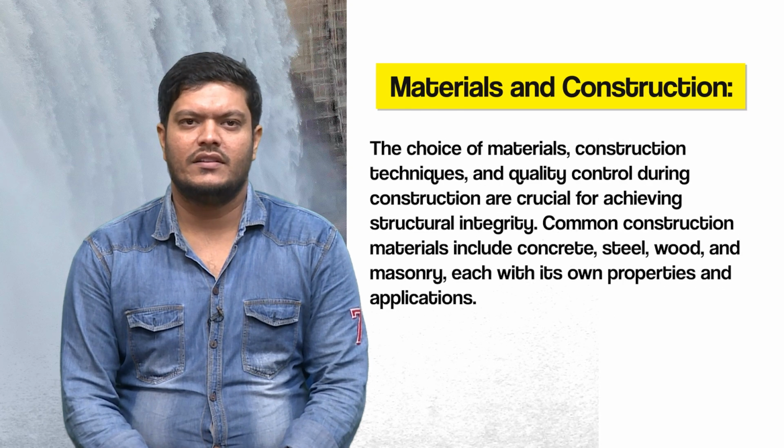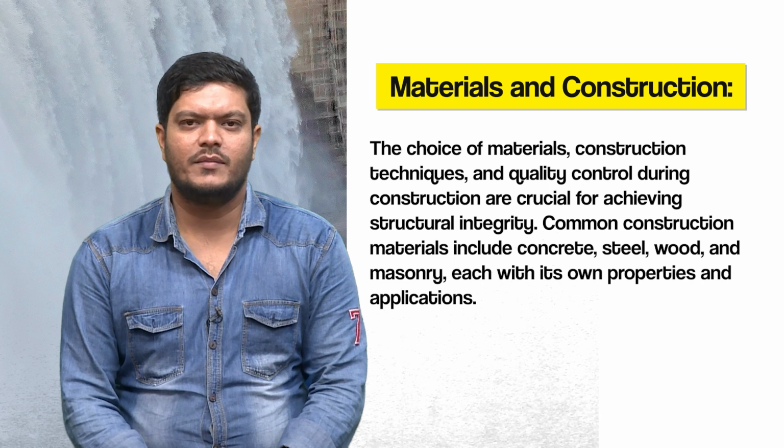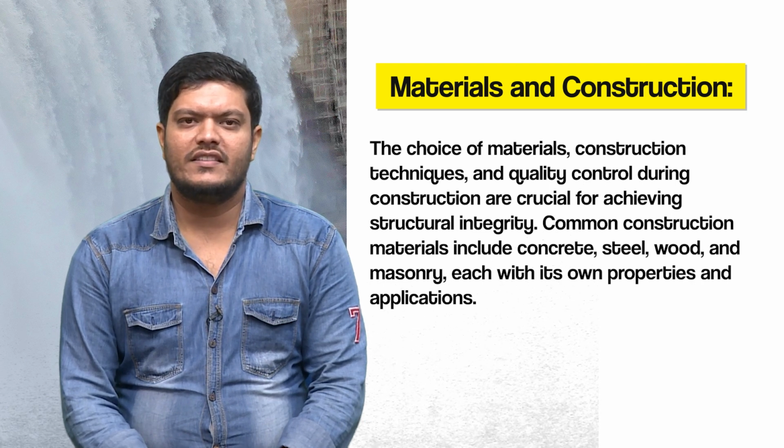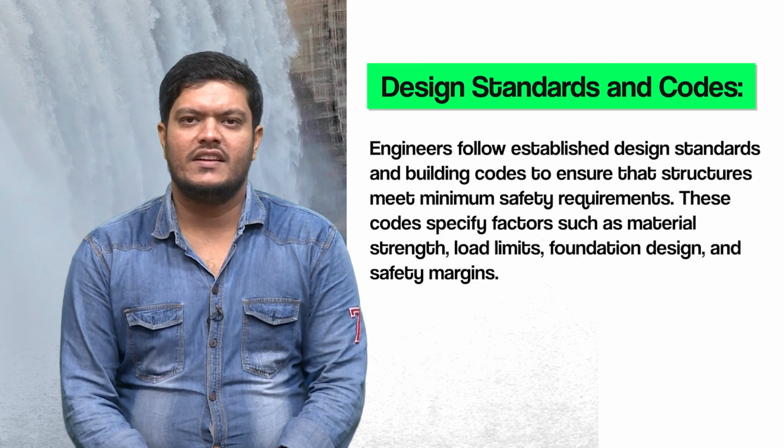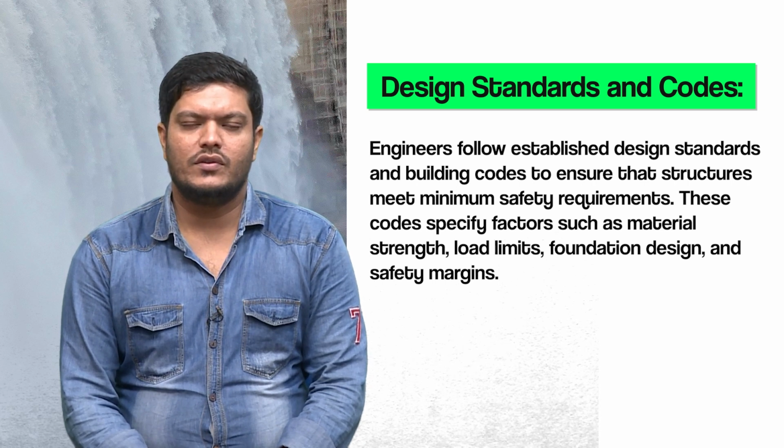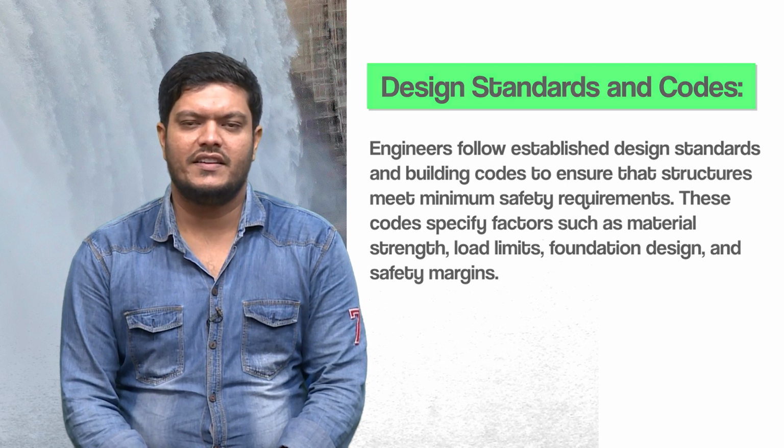Materials and construction. The choice of materials, construction techniques and quality control during construction are crucial for achieving structural integrity. Common construction materials include concrete, steel, wood, masonry, each with its own properties and applications. Design standards and codes. Engineers follow established design standards and building codes to ensure that structures meet minimum safety requirements. These codes specify factors such as material strength, load limits, foundation design and safety margins.